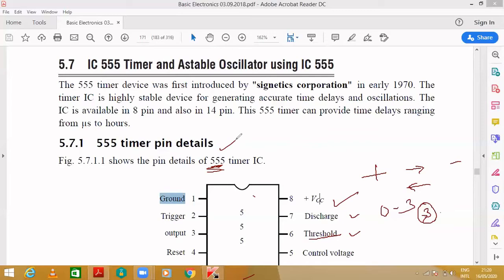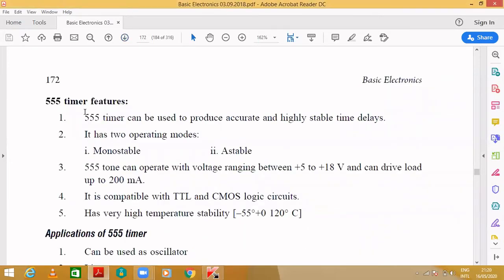Next, some of the features of the 555 timer. Let's see those. The first feature is that the 555 timer can be used to produce accurate and highly stable time delays. I already told you it is used to produce time delays, and it has two operating modes, that is monostable and astable.